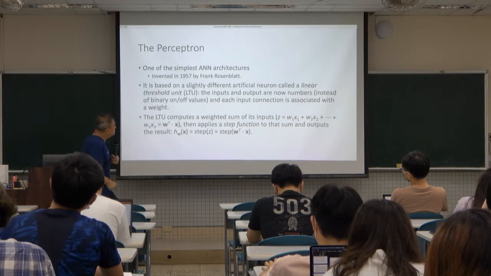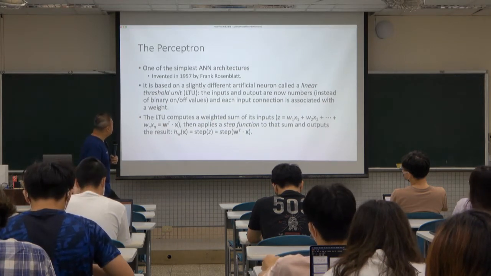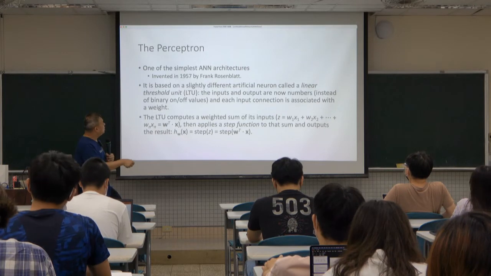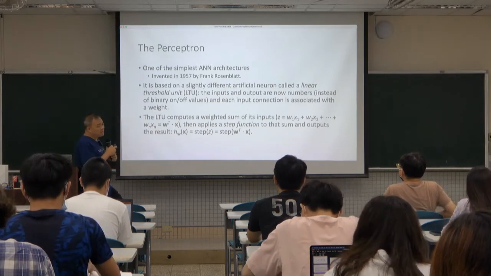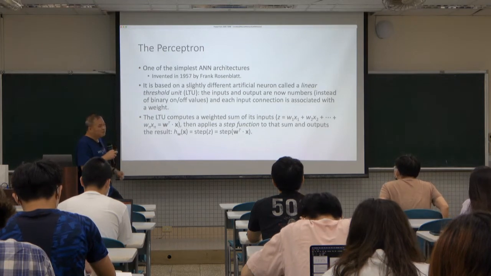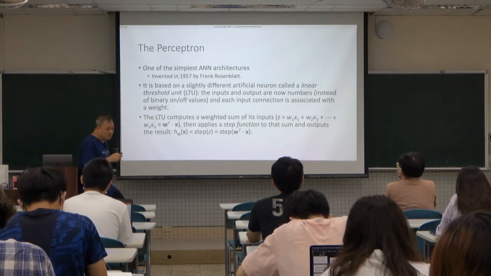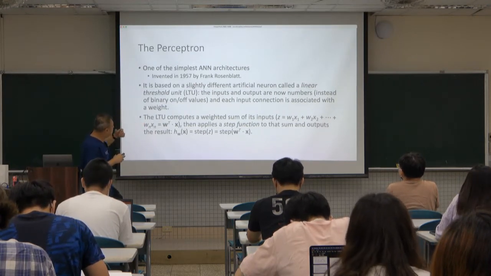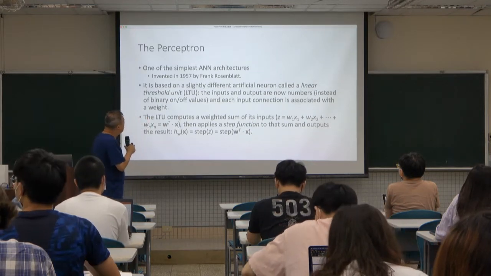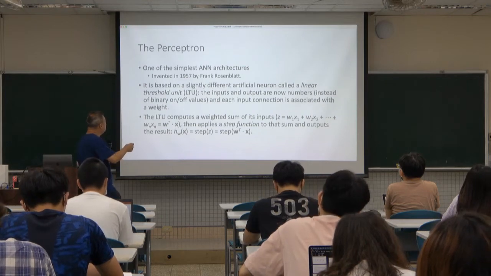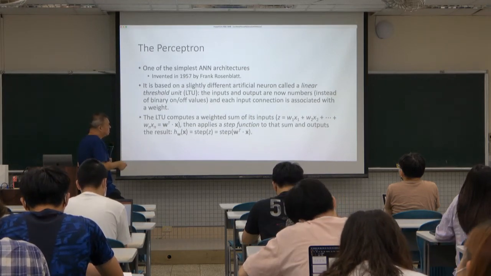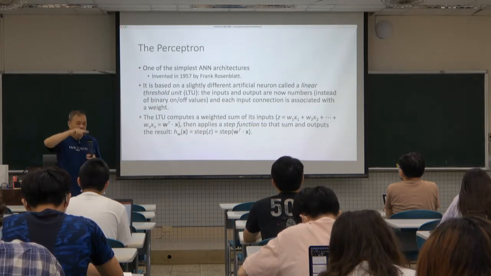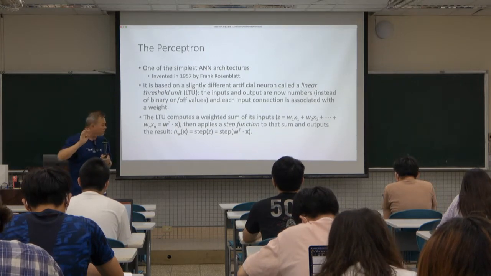So this is based on an artificial neuron called the linear threshold unit, LTU, okay. So the input and output are numbers, so it is no longer just a binary on-off value, okay. Remember, in the McCulloch-Pitts model, the neuron can only deal with on-off values, okay. But here, in the LTU, each input connection is associated with a weight. So not only is the input a number, each input is also associated with a weight, okay?